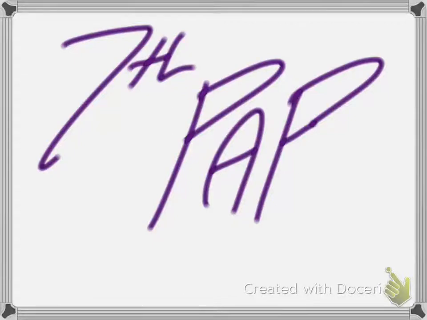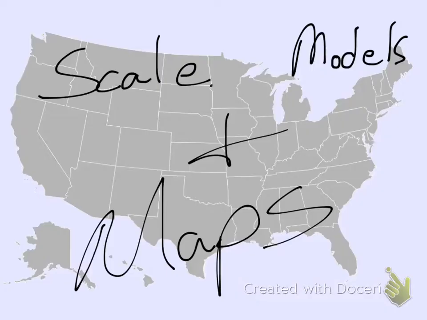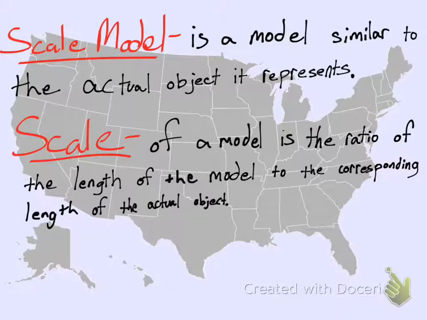All right, 7th grade pre-AP peers, we're doing scale models and maps. So a scale model is a model similar to the actual object it represents. Let's break this down a little bit. It's a model similar. So in other words, it's just a similar shape, a similar figure to the actual object it represents.